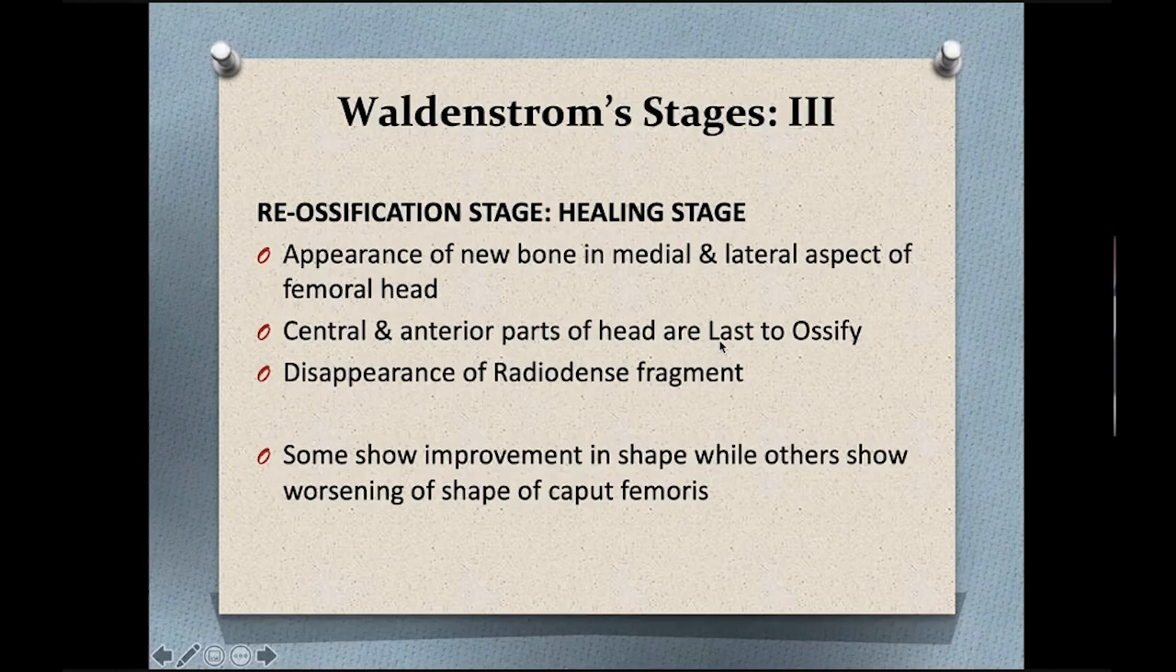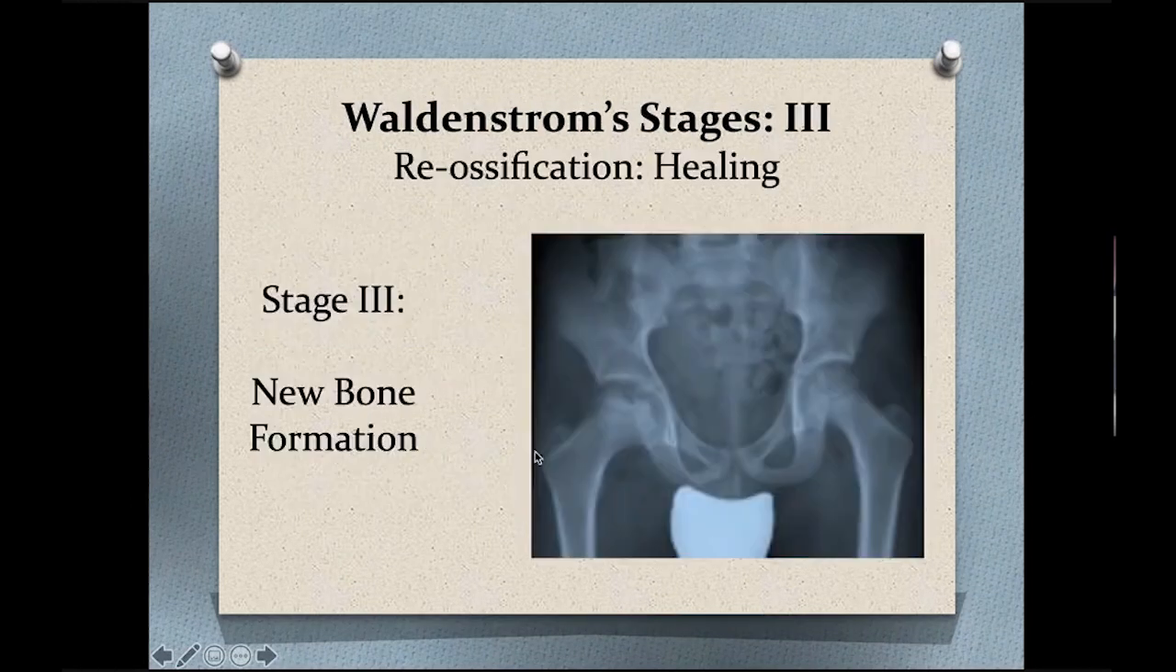And then once there is a disappearance of the radiodensity, it is regenerated fully, and somehow there is improvement in the shape, while otherwise worsening of the shape of the caput femoris depends on the pressure areas on the femoral head. So here is stage 3, the new bone formation stage. You cannot find the necrosis here, but the regeneration has started. The femoral head is well contained, so we expect that this head will regenerate without significant deformity if it is contained well.